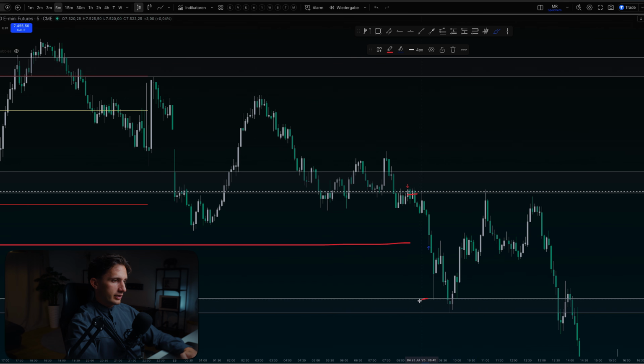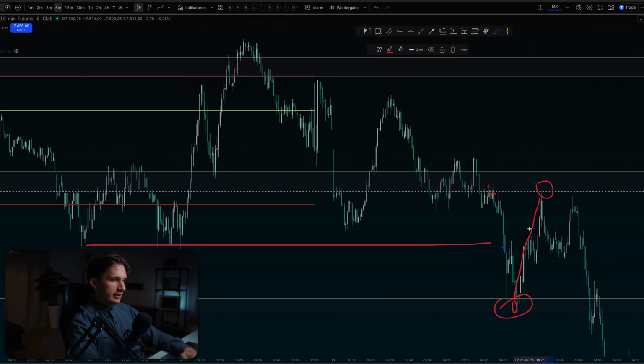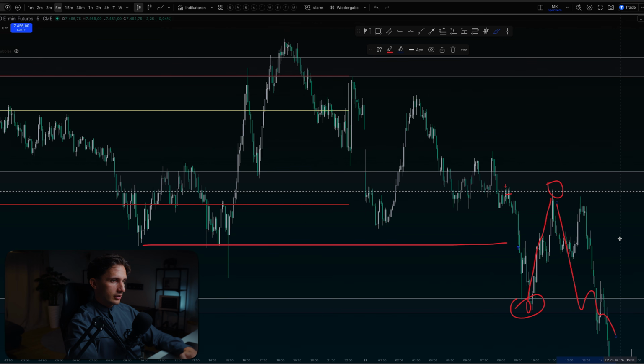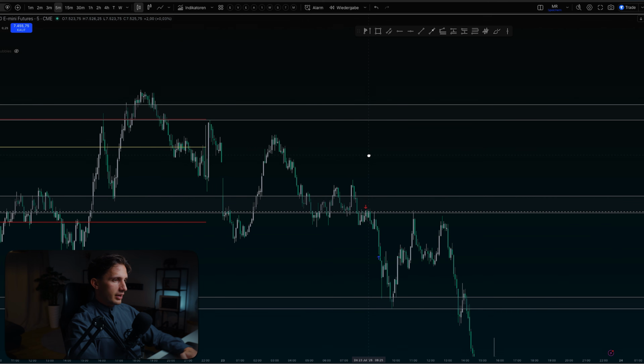Now of course my final target was this value area low from the previous day. You can clearly see that we rejected, pushed back up, rejecting value area low again, and finally we pushed to the downward side. That is what I mean by location.